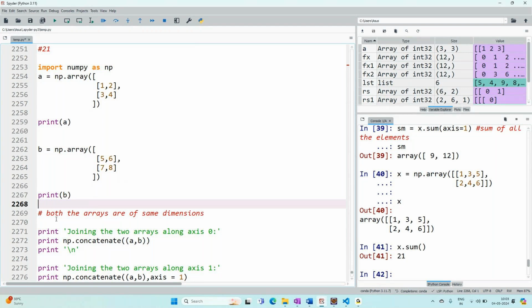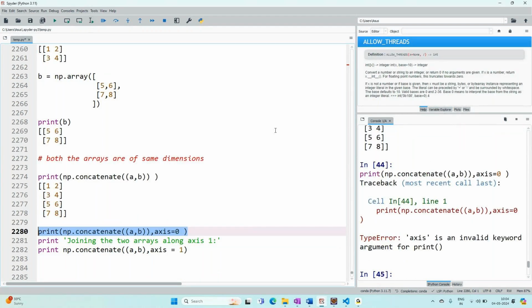So what we are saying is, you do the operation, something like concatenate. So what does concatenate do? Actually it is doing concatenation as axis is equal to 0. Okay, print. So here I will try it.